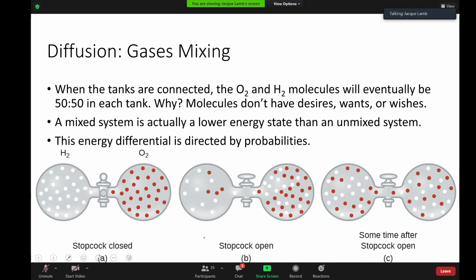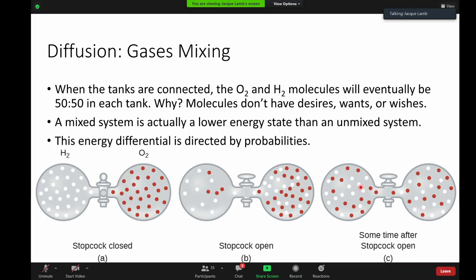So if you have a system like this, where you have two containers, this container has oxygen, this container has all hydrogen, and it's separated by a stopcock, which closes off the two containers. If you open this stopcock and allow the molecules to move freely, they will move freely until over time, you will find that the molecules will be randomly dispersed between the two systems, and you'll have an equal mixture on both sides of hydrogen and oxygen. We're going to talk more about that in second semester.